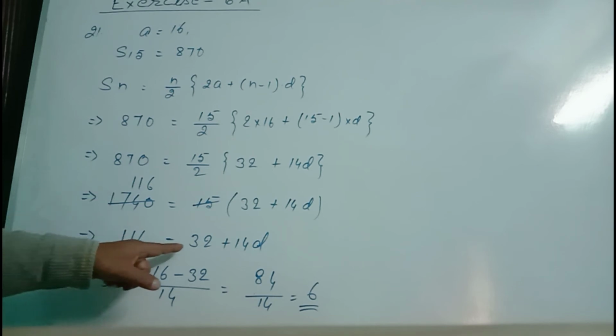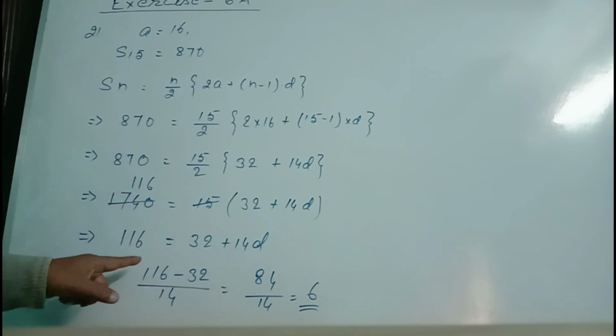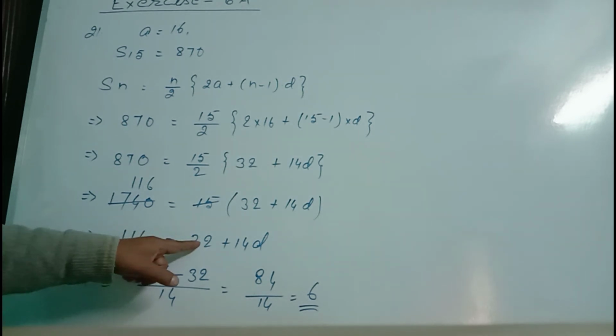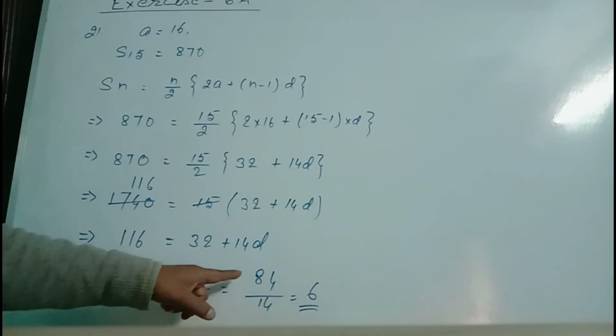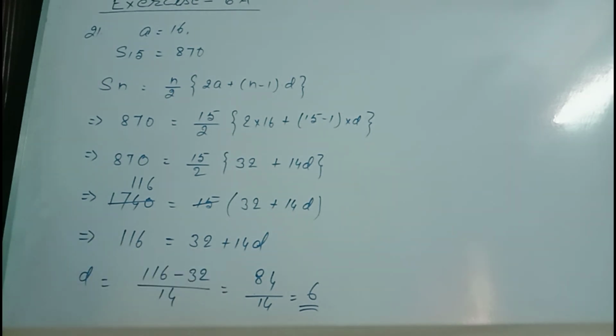So 116 equal to 32 plus 14d. Therefore d equal to 116 minus 32 by 14. Again I have calculated it and I got 84 by 14, that is equal to 6. So the common difference became 6.